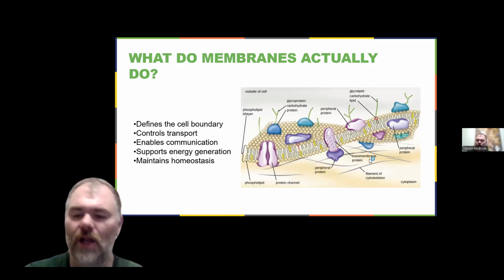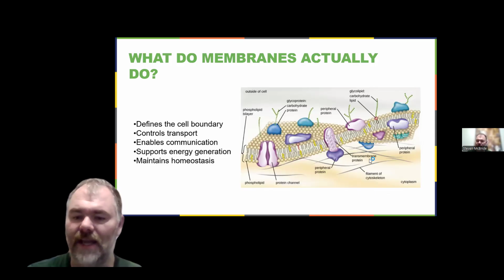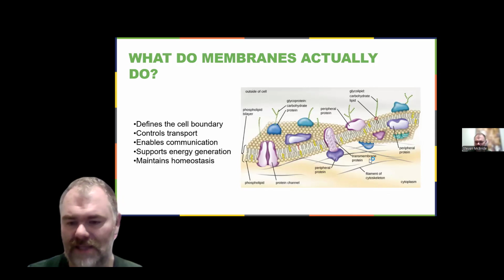The membrane also enables communication. Specialized membrane proteins can detect chemical signals from the environment or from other cells, allowing cells to respond to changes around them. In many organisms, membranes also support energy generation. For example, bacteria use their plasma membrane for important energy producing processes, and eukaryotic cells use internal membranes in organelles like mitochondria and chloroplasts to generate ATP.